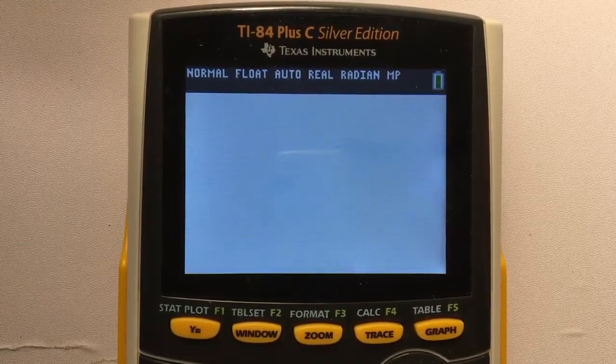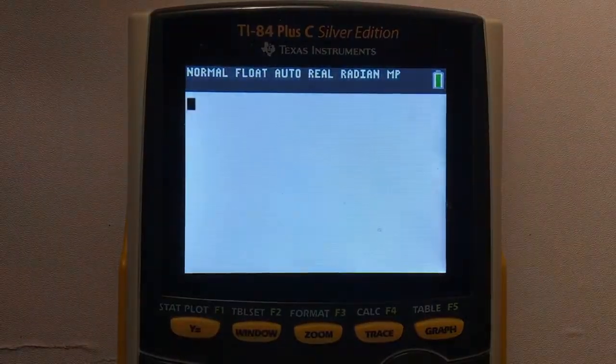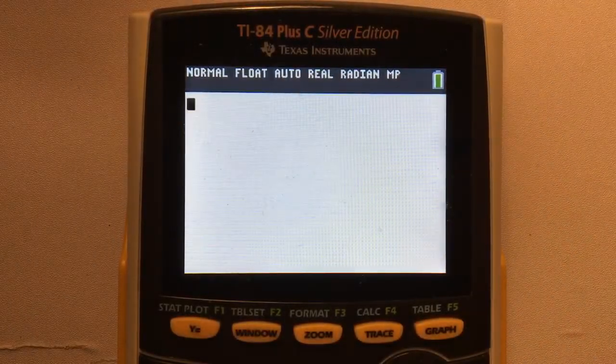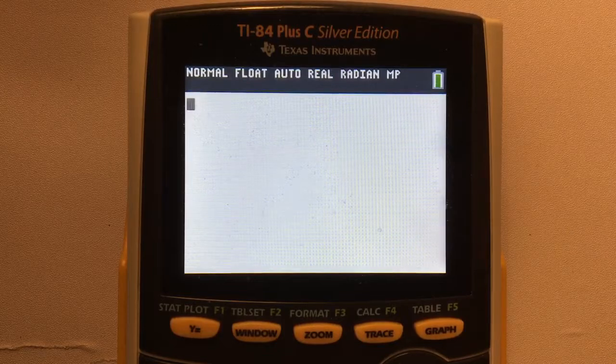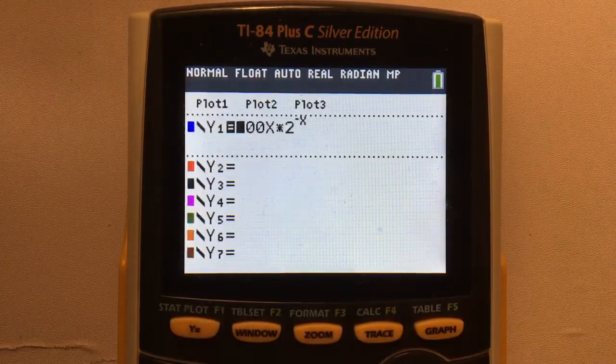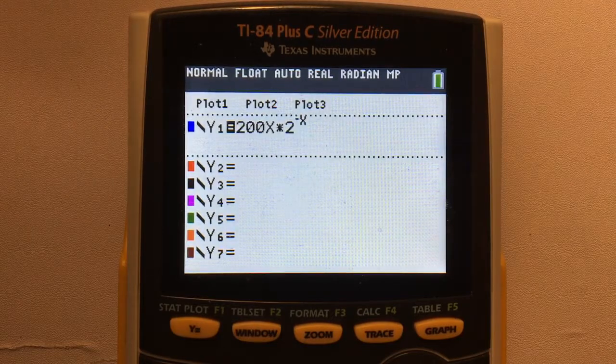Hey everybody, we are using our calculators to get our instantaneous rate of change, that derivative, well, an estimate anyway, using an equation. So this is the example that you find on page 3 of the textbook. In my y equals, I've entered my equation already.